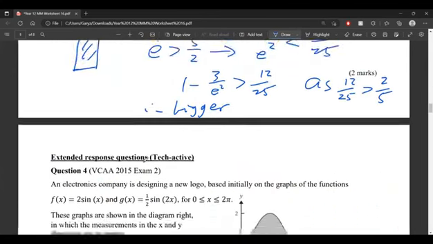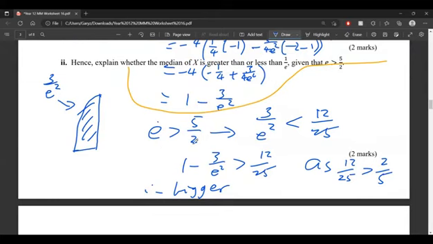So if we know that e is bigger than 5 on 2, then 3 on e squared must be less than 12 on 25. So notice how that's the denominator. First of all, we know that the median must be in the other portion of the area, right? Because 1 minus 3 on e squared is bigger than 12 on 25, basically. And we know that e is bigger than 2 on 5.